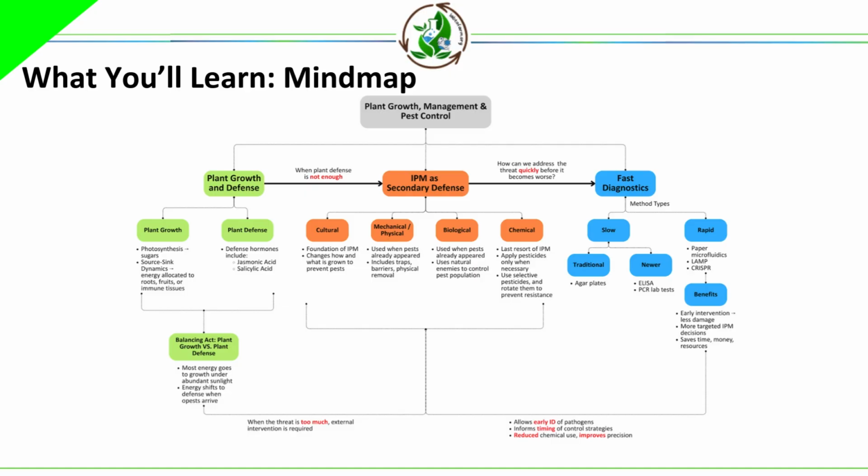This mind map is our big picture roadmap for the module. It shows how plant growth, plant defense, IPM strategies, and fast diagnostics all fit together in one system, from what's happening inside a single plant to the choices farmers make in the field.